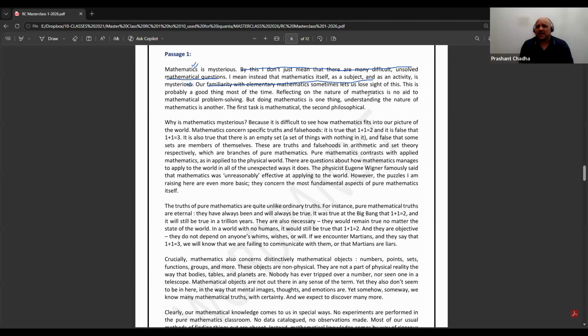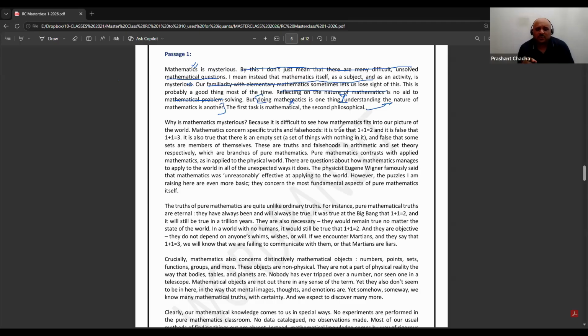But doing mathematics is one thing. Understanding the nature of mathematics is another thing. So I just learn these two important parts, right? The first task is mathematical. The second is philosophical, right? So doing mathematics is one thing. Understanding the nature of mathematics is other. The first is mathematical. The second part is philosophical in nature, right?